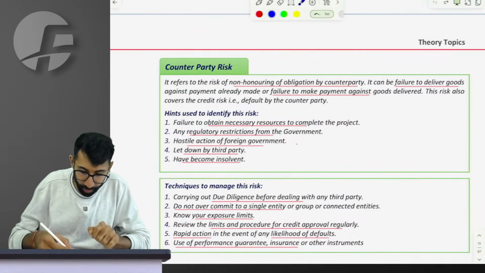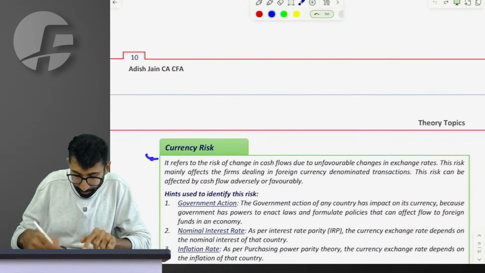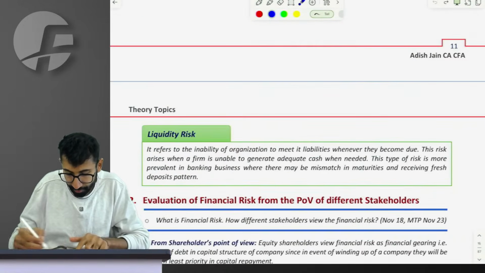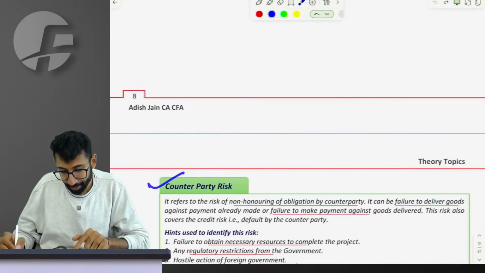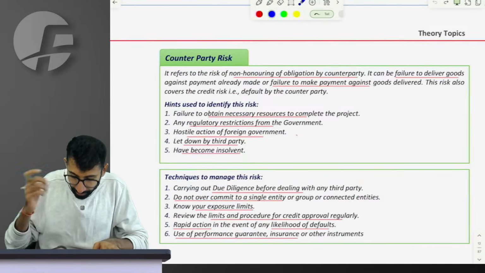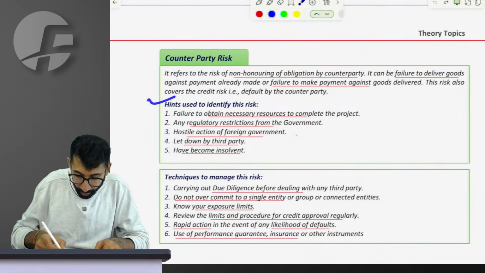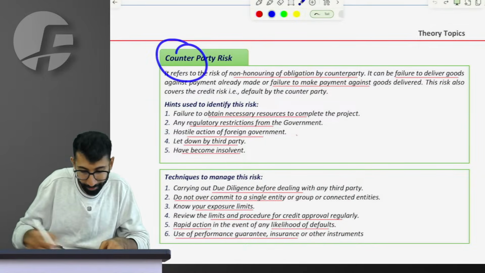Sir, in financial risk, we have counterparty risk, interest rate risk, currency risk, political risk, and liquidity risk. People in the class, all these risks we will have to see one by one. And in that, we will see how we can identify them and what the techniques are to manage them.